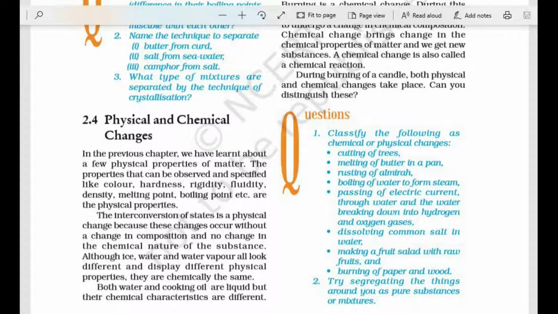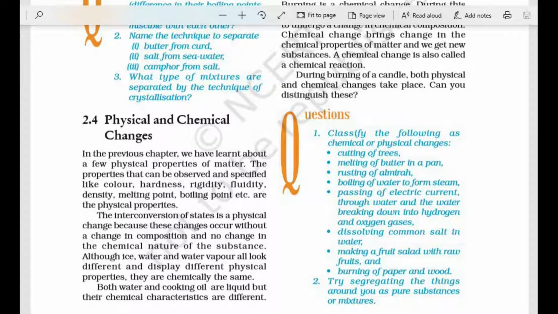First of all, we want to know the basic difference between physical and chemical change. There are so many physical properties which we have learned in the previous chapter, such as color, density, melting point, boiling point, hardness, etc. But sometimes, suppose we just convert ice to water and water to water vapor, right? In those two processes, there is only physical change happening. I mean to say there is only the interconversion of states taking place.